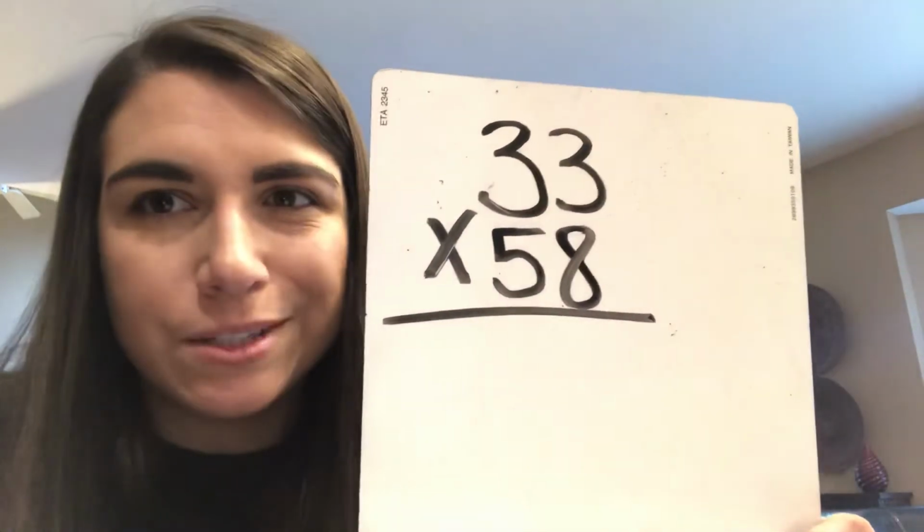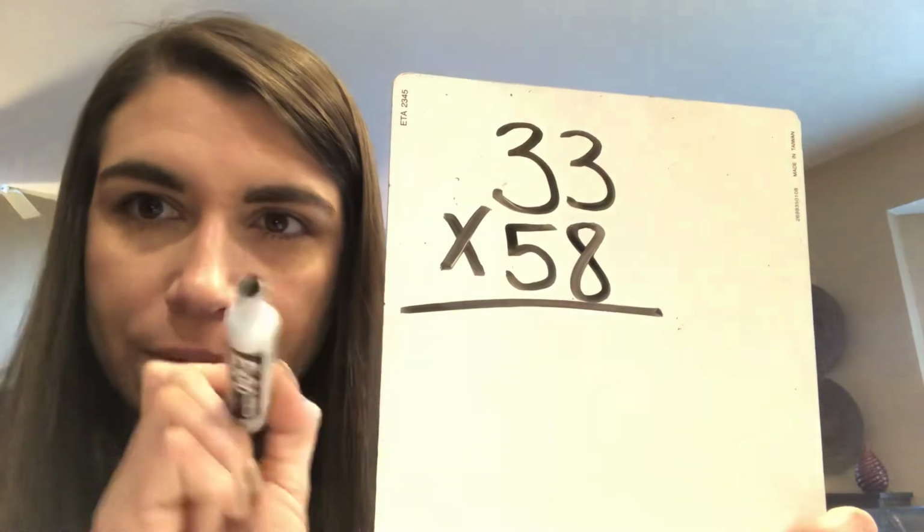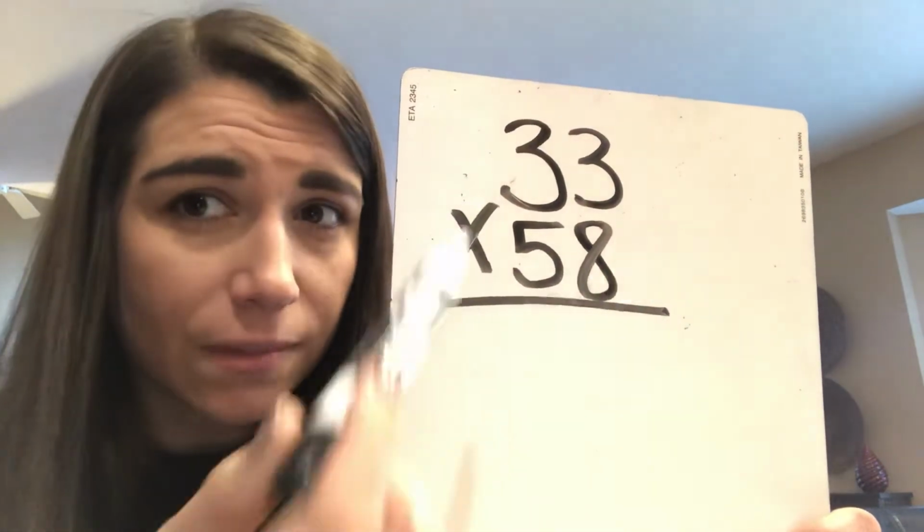So the last one we're going to do is 33 times 58. It doesn't matter which number is on top and bottom because the process is still the same. So it's 33 times 58. So go ahead and pause and go ahead and solve.